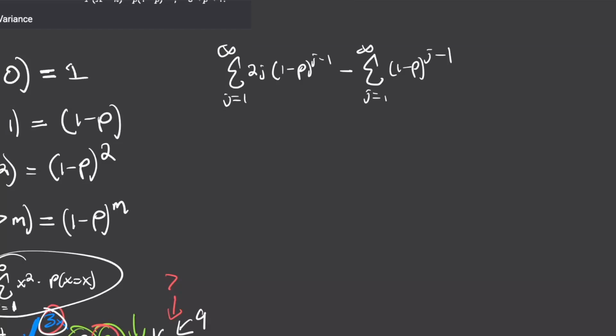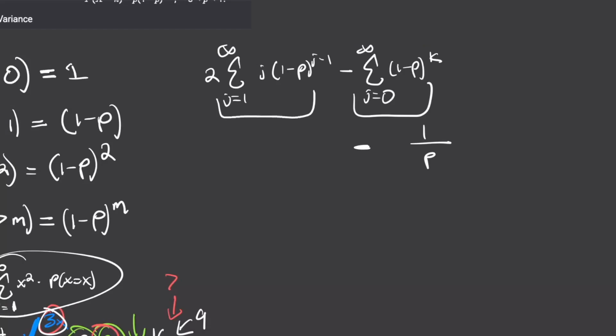Now if we let k equal j minus 1, well then we can do this, and then we have to replace our iterator like this. This looks exactly like the geometric series formula, which is going to be 1 on 1 minus 1 minus p. So it's just going to be 1 on p. So we're subtracting off 1 on p here, and then we can pull a constant out from this first term.